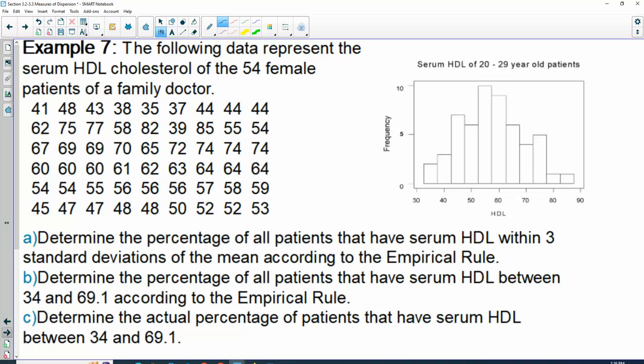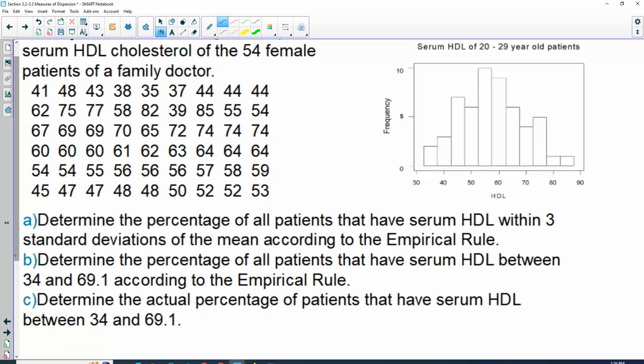So, this problem tells me the following data represent cholesterol for 54 patients. Alright, so here's the points. This is our histogram if we made it. Is it perfectly bell-shaped? No. Is it somewhat bell-shaped? Yes. Okay, so part A. Determine the percentage of all patients that have a cholesterol within 3 standard deviations of the mean according to the empirical rule. So this is not for my actual data. It's saying, what does the empirical rule tell me?